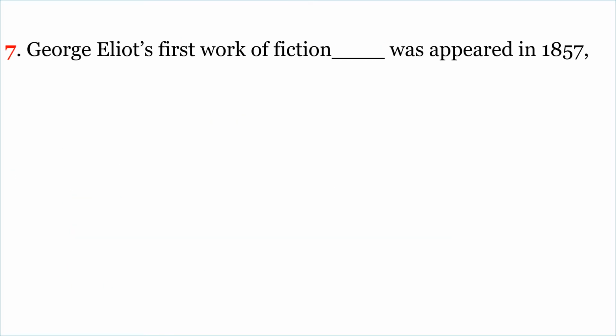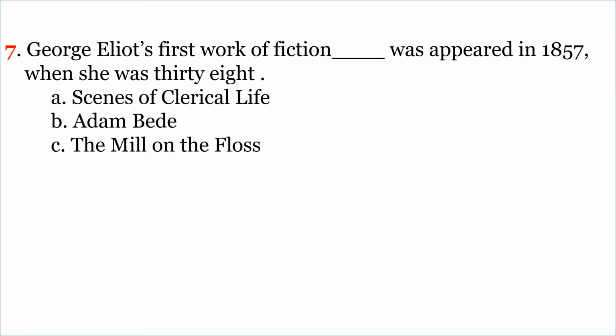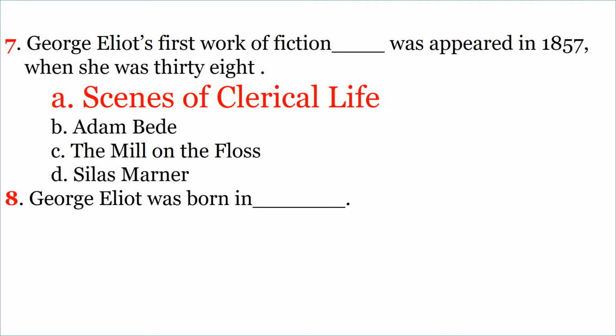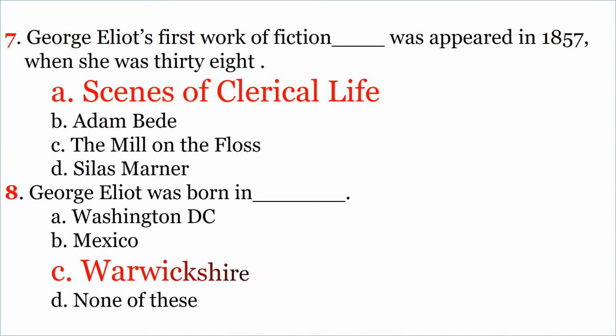Another very important question. George Eliot's first work of fiction dash appeared in 1857 when she was 38. The correct option is A. Scenes of Clerical Life. Another very important question. George Eliot was born in. The correct option is C. Yorkshire.